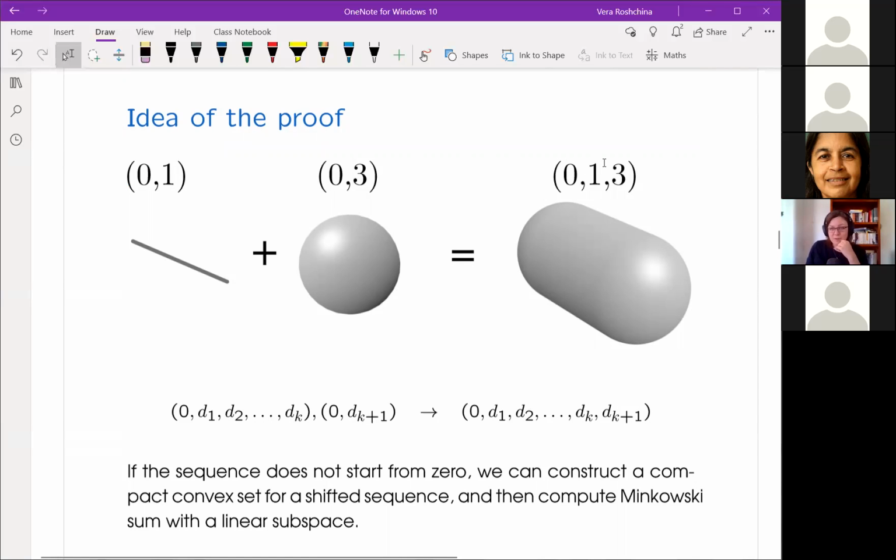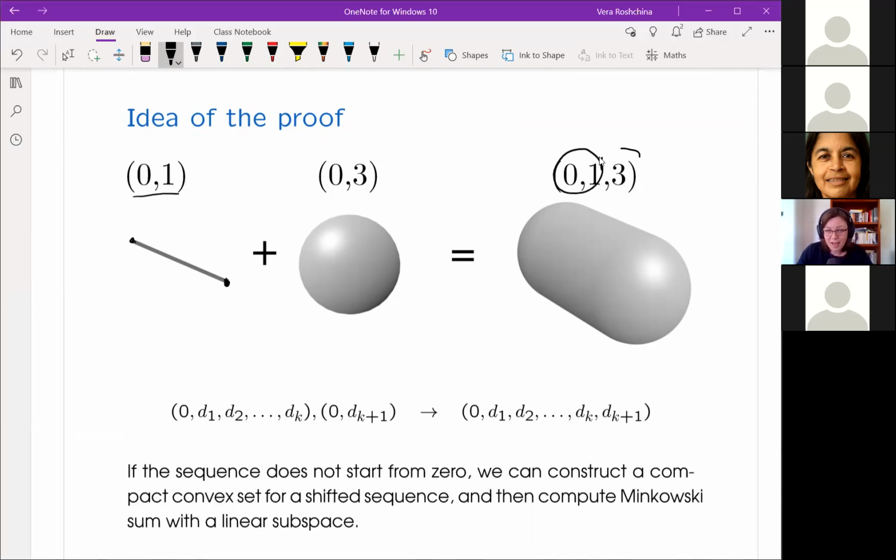So I will first generate a set that has this sequence of dimensions, 0, 1. And I have one like this here, right? That's a line segment. So if I just have a line segment and it's a one-dimensional convex set, it has two faces of dimension 0, the tips, and the set itself has dimension 1.